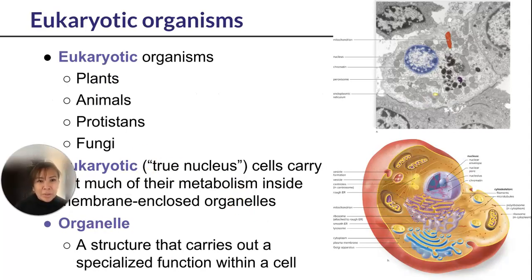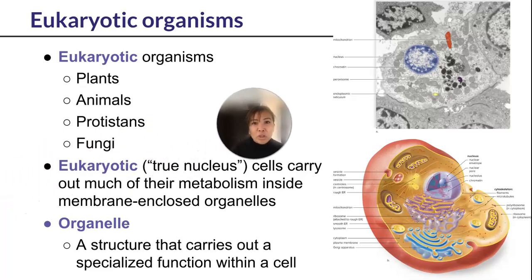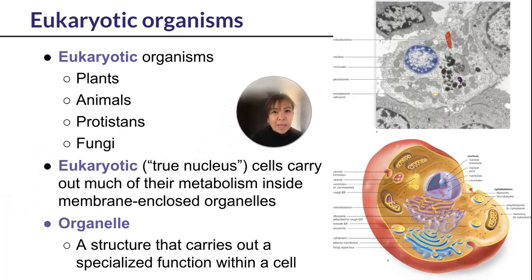The other type of cell that we talked about is the eukaryotic cell. Eukaryotic cells are found in plants, animals, protista, and fungi. So all of these are different types of eukaryotes, right? And what distinguishes them, as we mentioned, is that they have an actual nucleus. We can see the nucleus here, as well as in this illustration, this right here is the nucleus.